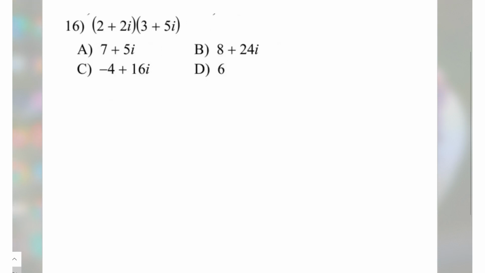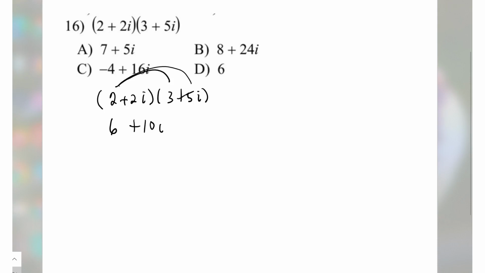In this problem, we're going to apply the FOIL method. So we have 2 plus 2i times 3 plus 5i. 2 times 3 is 6. 2 times 5i is 10i. 2i times 3 gives you 6i. And then 2i times 5i gives you 10i squared.